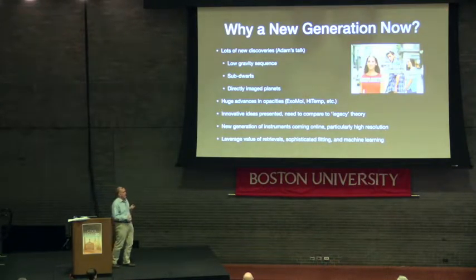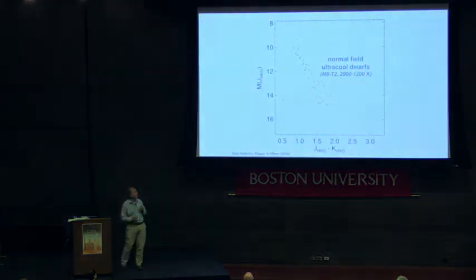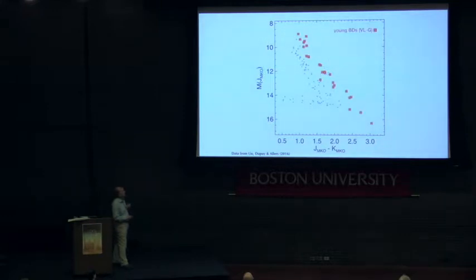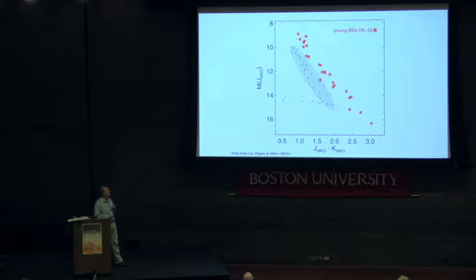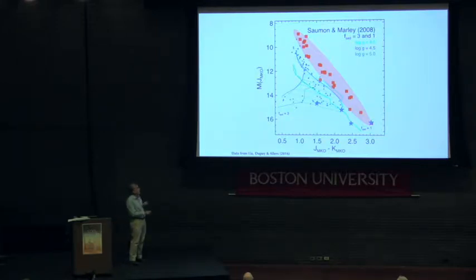Our group has been a little distracted by the exoplanets, and so it's nice to get back to where we all started. So here are a couple of figures from Mike Liu. Here's the normal field sequence. This is J versus J minus K, and the young low gravity objects are on a different track. You can compare that to what's been done before. Here are our Saumon and Marley 2008 models. Our tracks, first of all, don't fit even the field sequence that well, and we certainly can't fit these objects.